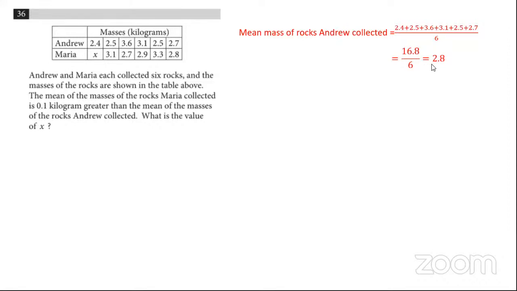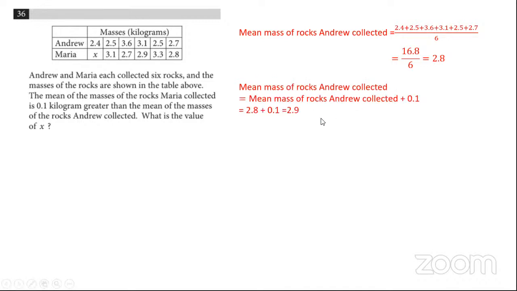We know that the mean mass of rocks Maria collected is 0.1 greater than this 2.8. So what will that be? 2.9, right? 2.8 plus 0.1. Sorry, I made a mistake. Here it should have been mean mass of rocks Maria collected, not Andrew collected. So the mean mass of rocks Maria collected is equal to 2.9.